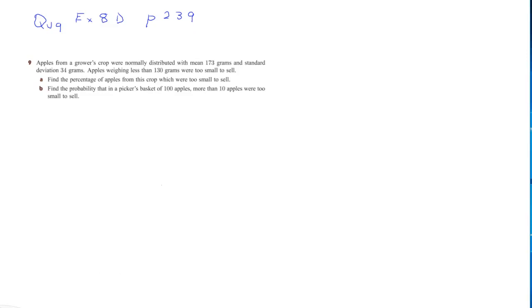As we do question 9, I recommend that you read the information and write it in the probability or normal distribution notation. So we've got apples from a grower normally distributed, so the characteristic X is approximately normally distributed with a mean 173 grams, standard deviation 34. So we're looking for the characteristic of apples weighing less than 130 grams. Find the percentage of apples from this crop which were too small to sell.